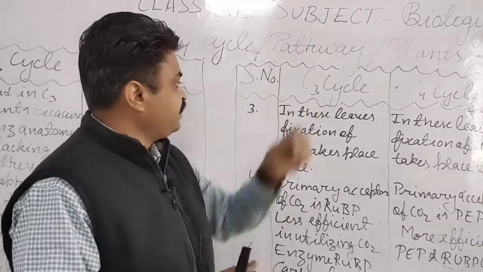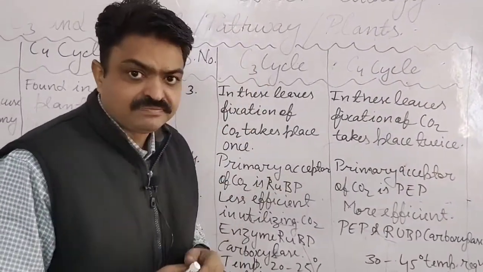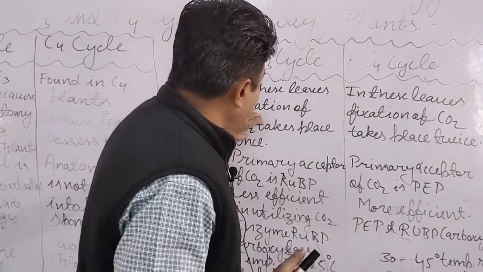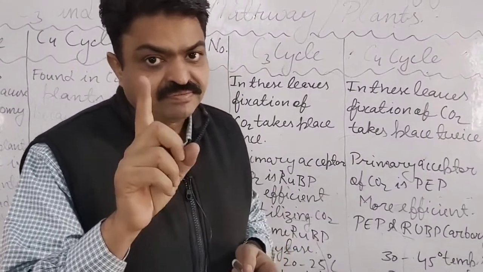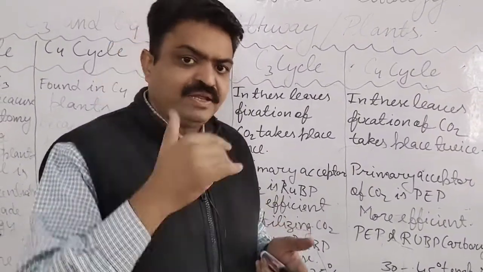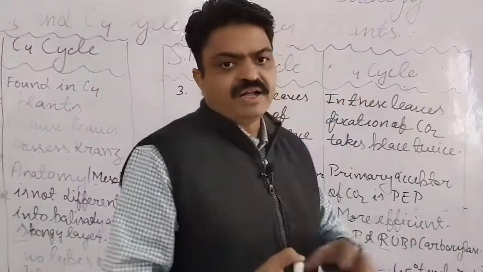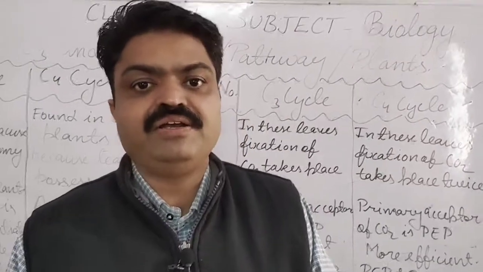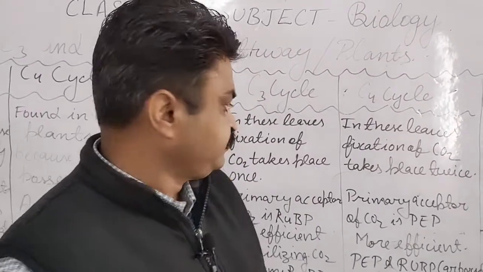Next difference, student: in C3 plant leaves, the carbon dioxide absorption or fixation takes place once. But in the C4 plant, the fixation of carbon dioxide takes place twice, student, two times.